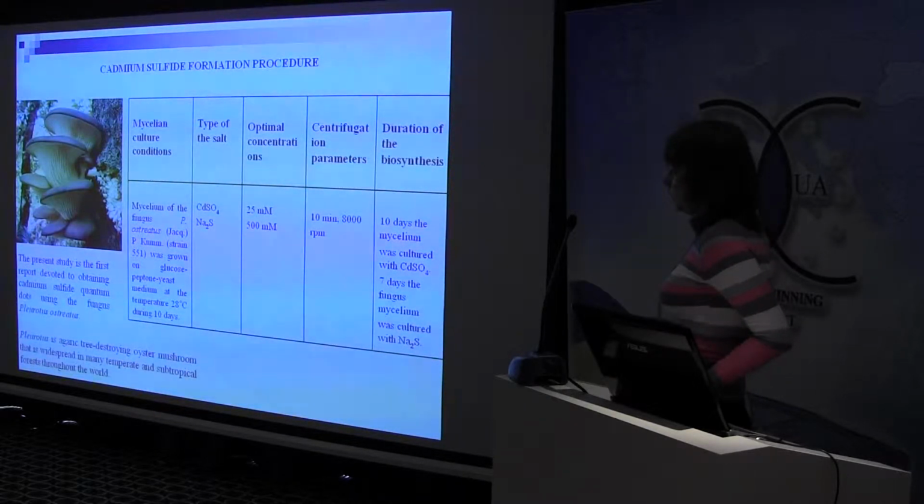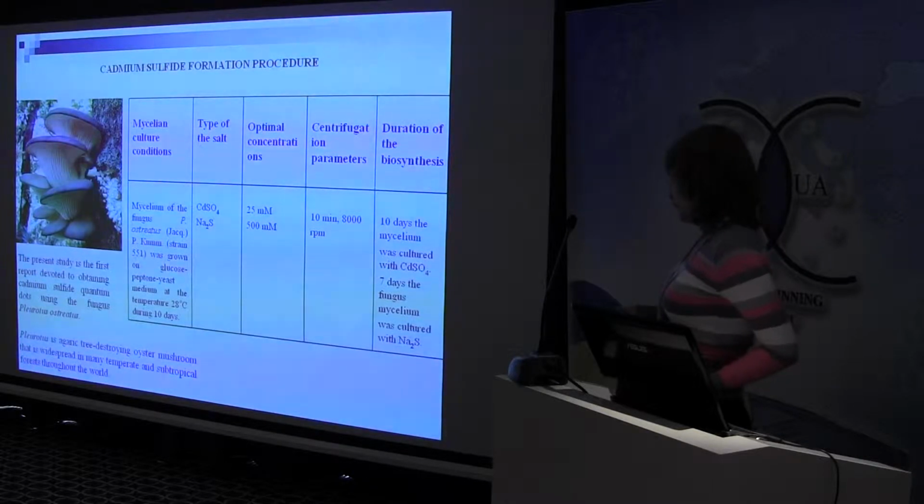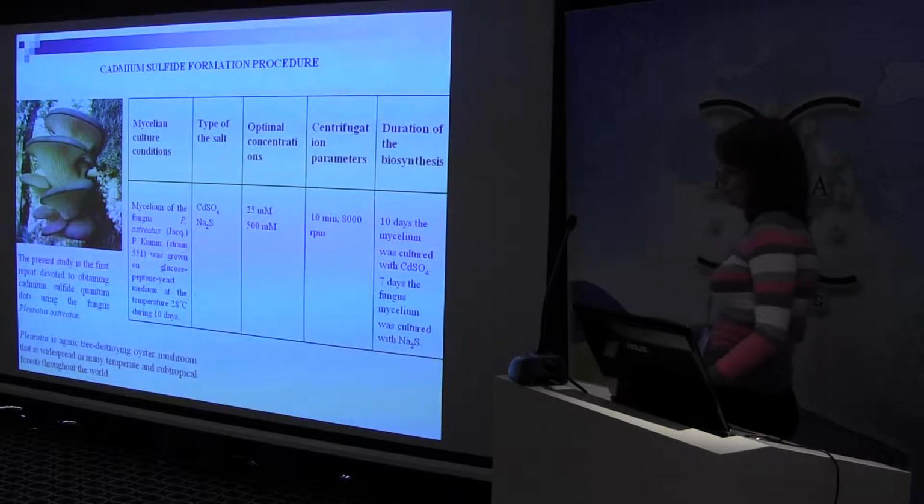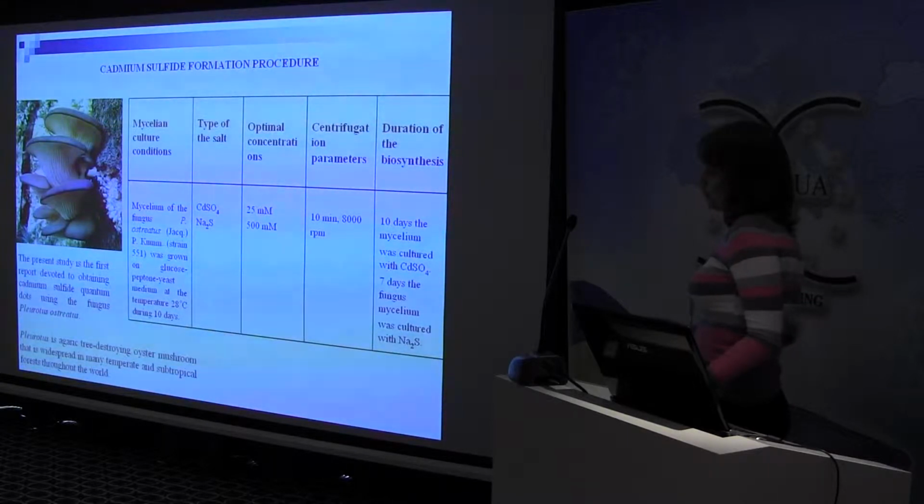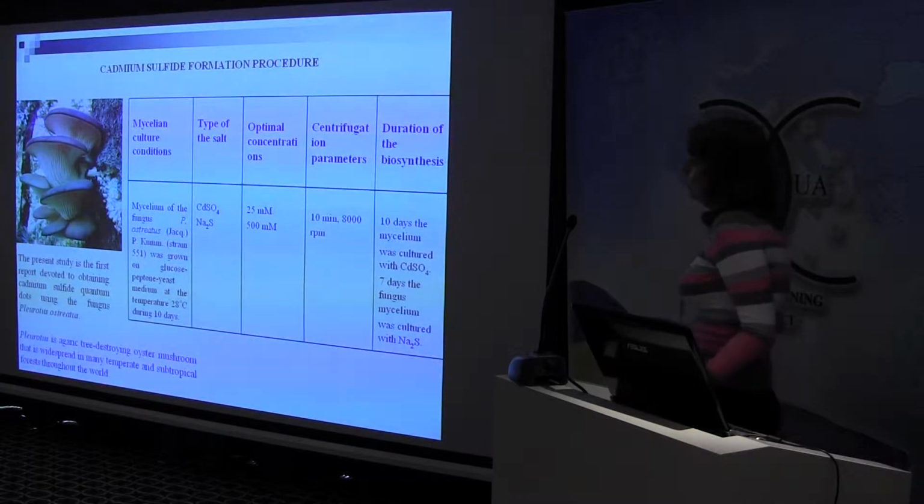This fungus is an agaric, as you can see here. Pleurotus is an agaric tree-destroying oyster mushroom that is widespread in many temperate and subtropical forests throughout the world. Besides, it is interesting that Pleurotus is a valuable dye product, and in addition, it has antibacterial activity.